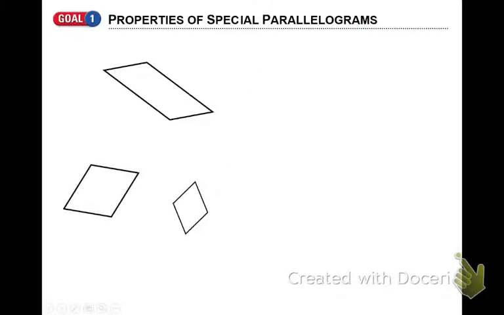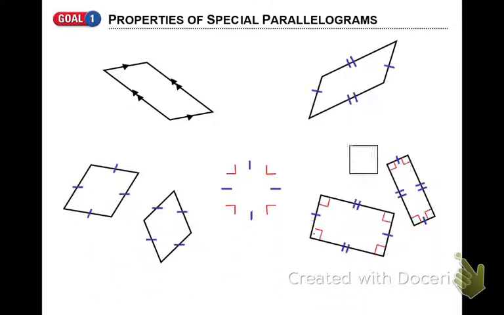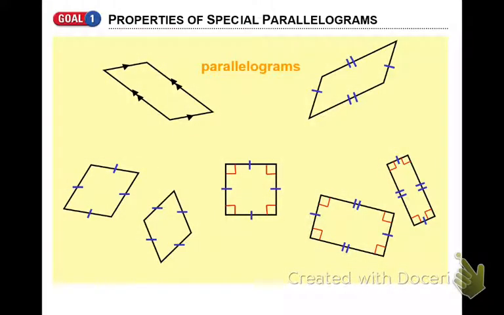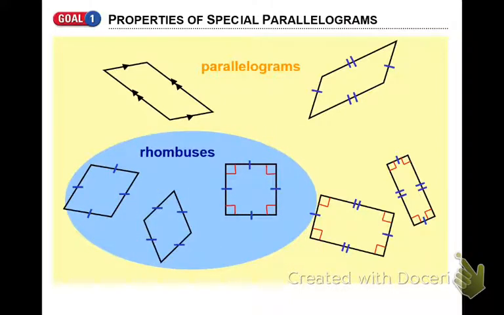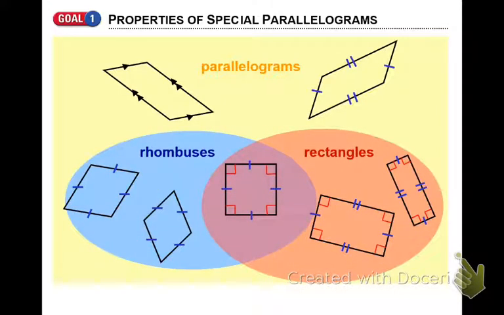Here's a Venn diagram to show those who are extremely visually minded. Here are all parallelograms, correct? So all of them have opposite sides that are parallel, opposite sides that are congruent, opposite angles congruent, all that jazz. Here are all my rhombuses. Here are all my rectangles. And where they come together, in purple, what is the shape? A square. When a rhombus and a rectangle get together and have a baby, it's a square.